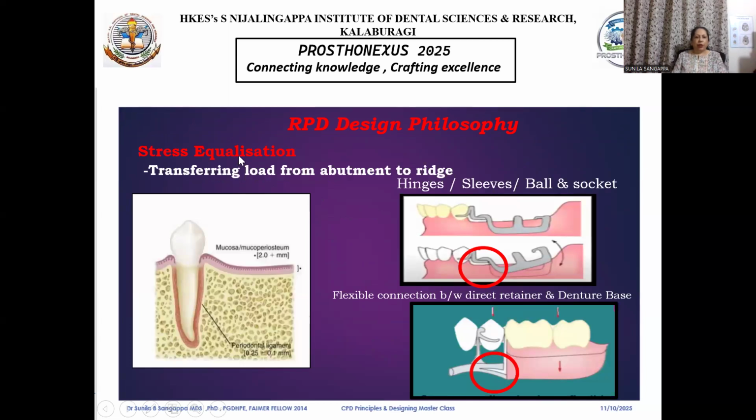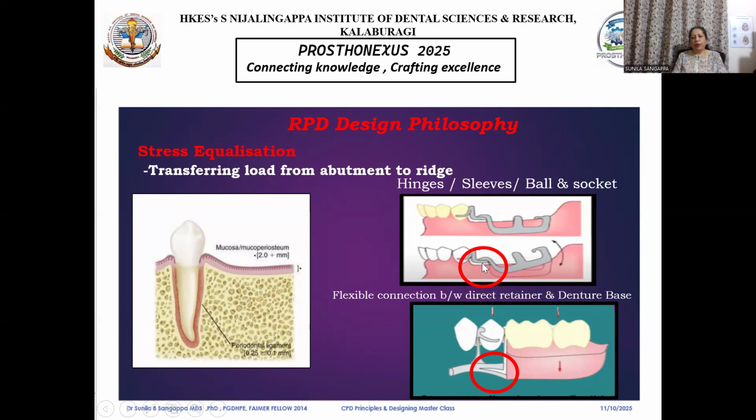Now the first type of philosophy believes in the concept of stress equalization. So it advocates transferring the load from the abutment to the ridge. Remember, it says that the displaceability and the resiliency of a tooth which is secured by the periodontal ligament cannot be compared to that of the mucoperiosteum. And hence, in order to transfer this load from the abutment to the ridge, we need to ensure the incorporation of hinges, sleeves, ball and socket as seen over here. Or we can also have a flexible connection between the direct retainer and the denture base.